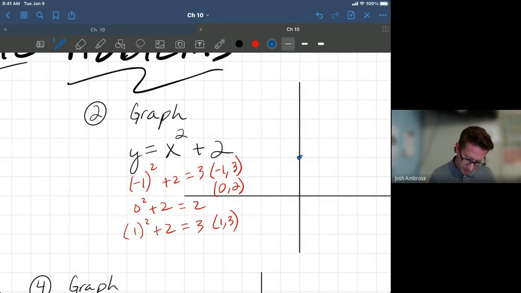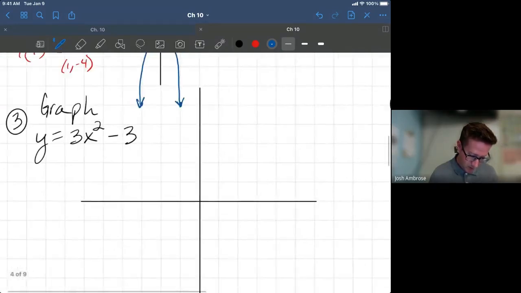We have a 0, comma 2. That point is right there. Then we have a negative 1, comma 3, and a positive 1, comma 3. And let's connect those dots right there. All right, there's our graph for x squared plus 2.